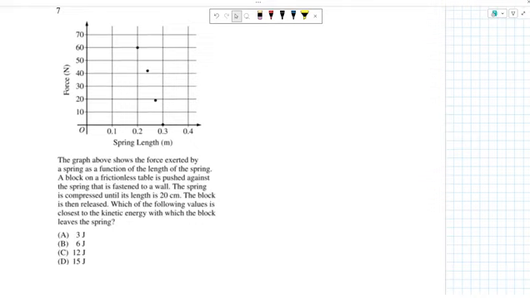So, what's happening is that the spring is going to be stretched out.